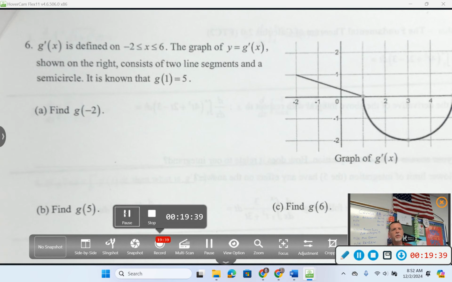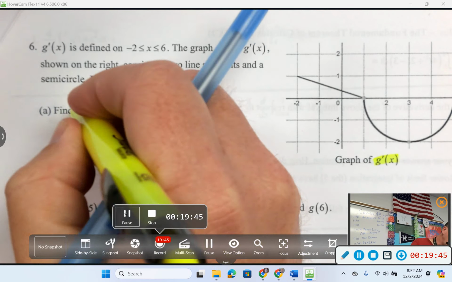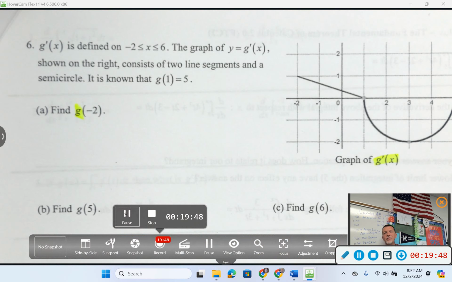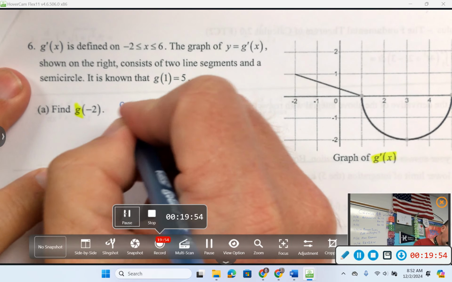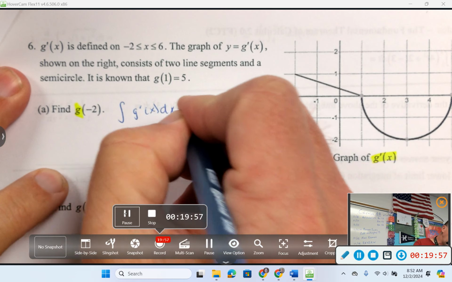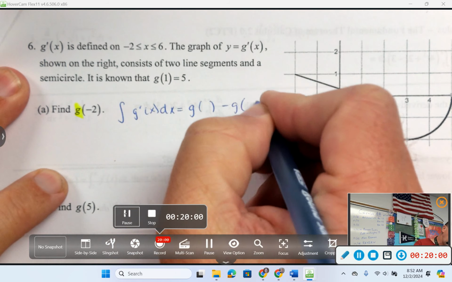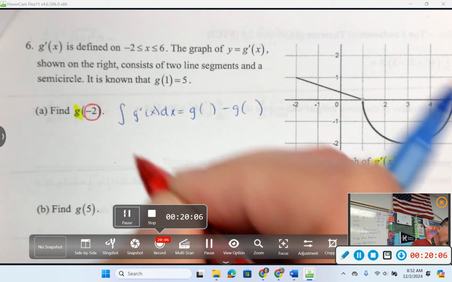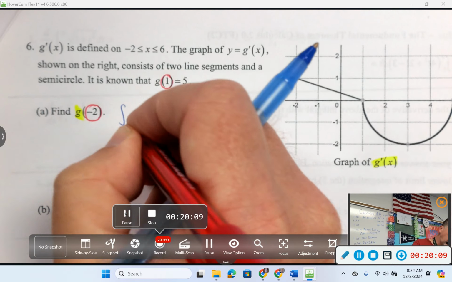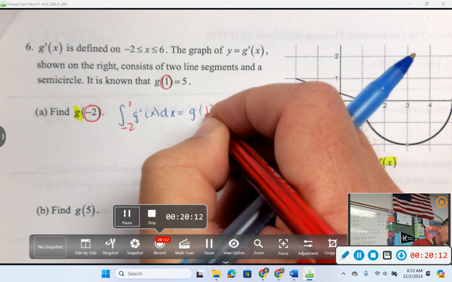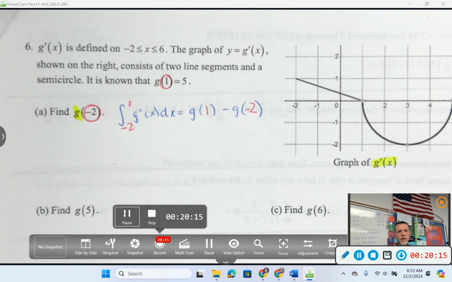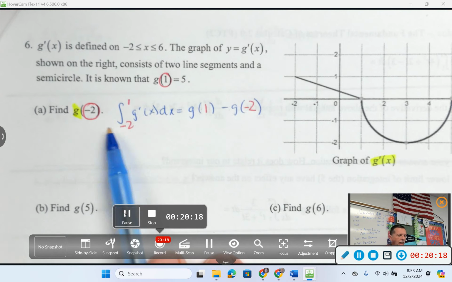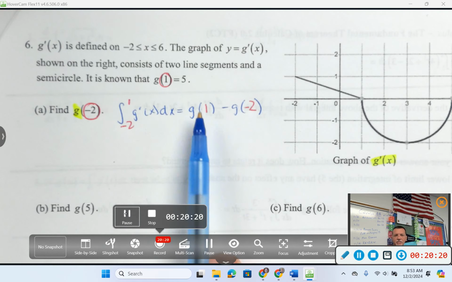Number 6. This looks pretty similar because I've got a graph of G prime and they're asking about G. So I'm almost certainly going to have to antiderive G prime to get stuff about G. For this particular one, I want -2 and 1. So negative 2 to 1, top one minus bottom one. Antiderivative of the derivative gets me back to g.